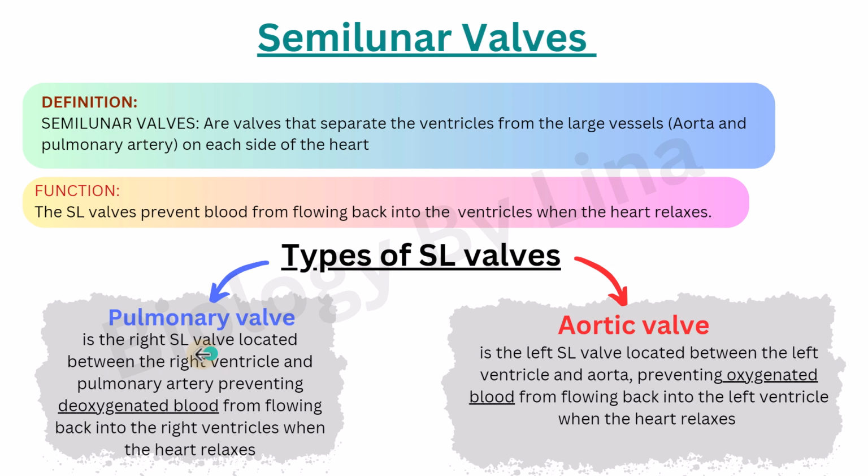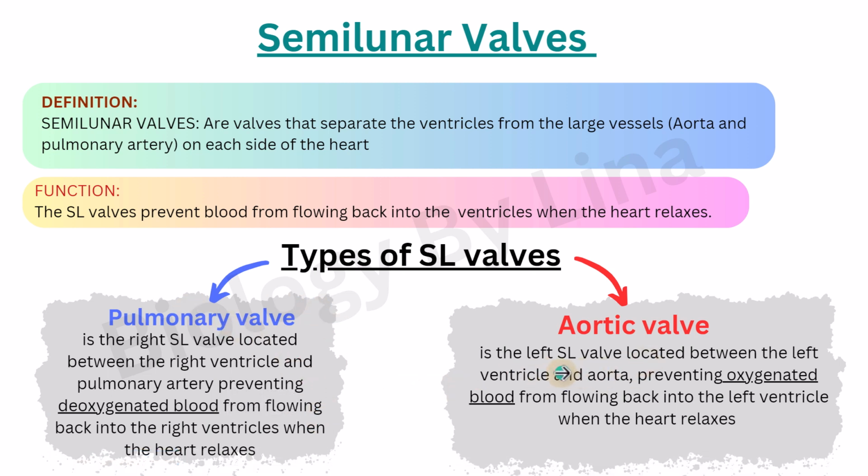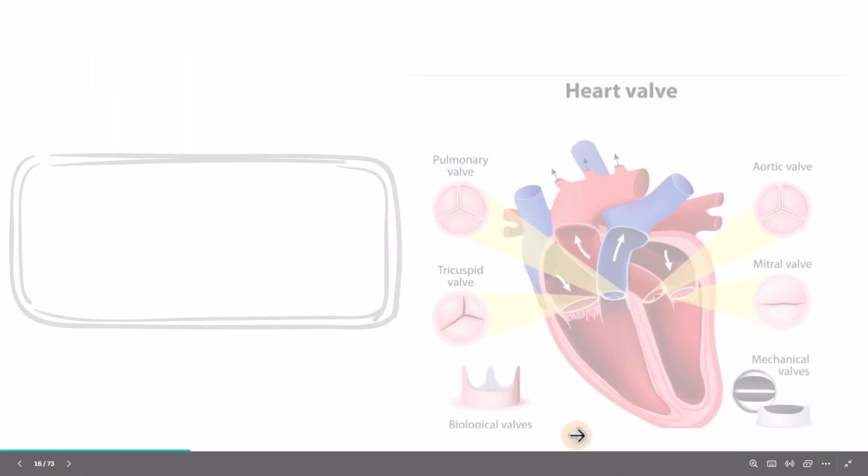The pulmonary valve is the right SL valve, located between the right ventricle and the pulmonary artery. It prevents deoxygenated blood from flowing back into the right ventricle when the heart relaxes. What about the aortic valve on the other hand? It's the left SL valve, located between the left ventricle and the aorta, preventing oxygenated blood from flowing back into the left ventricle when the heart relaxes.